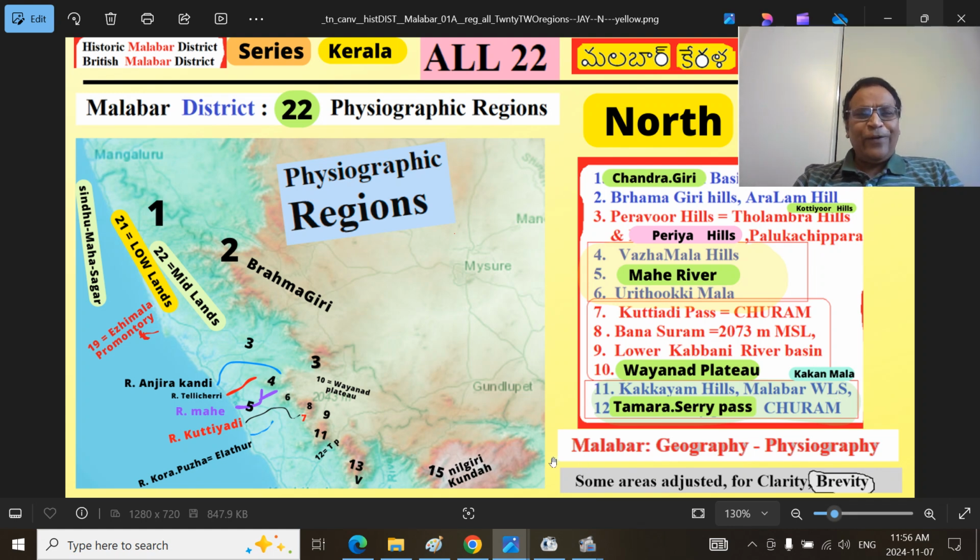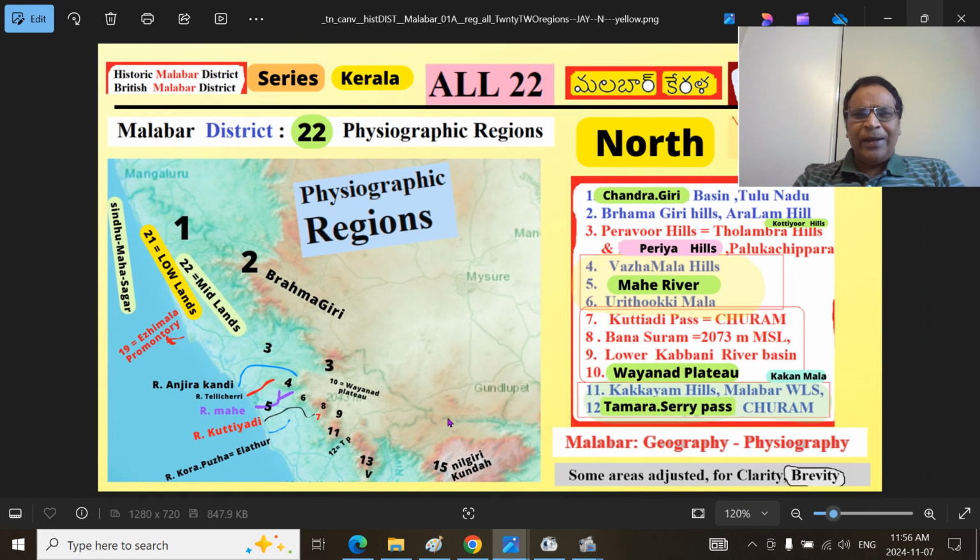And finally, we'll talk about the historic Tamaraseri Churam, Tamaraseri Pass, that is also called Adivaram Pass. You can also call it Lakidi Pass or Y3 Pass. So remember, some of these regions may have a little bit of overlapping, and I have not mentioned everything, so I have broadly categorized them so that things will be very easy for a general audience.